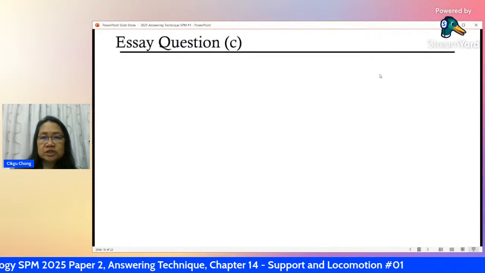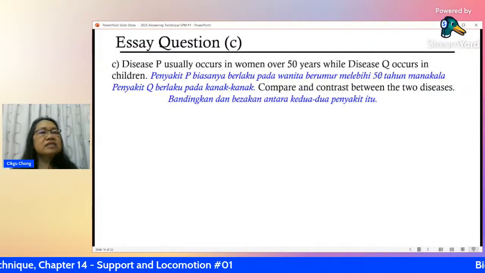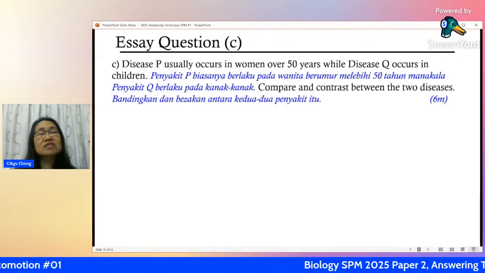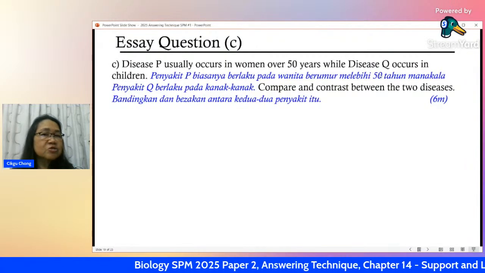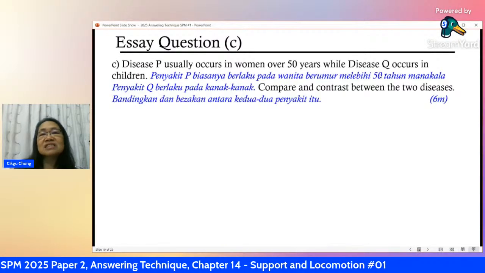Okay, so question. Disease P usually occurs in women over 50 years old. This one you know lah. If you know 50 years old, it's mostly the disease that people, advertisement ask you to drink milk, make a lot of calcium. And then disease Q occurs in children.